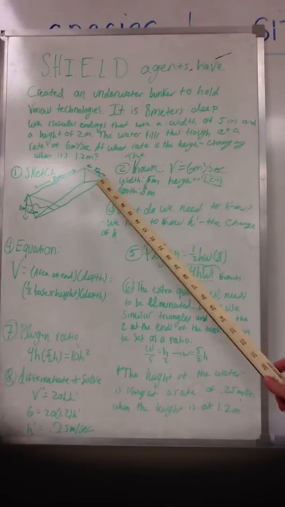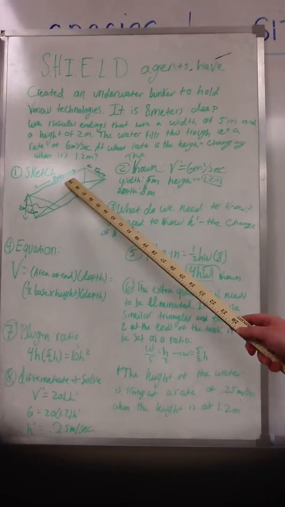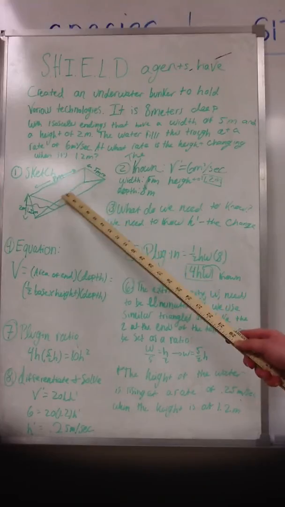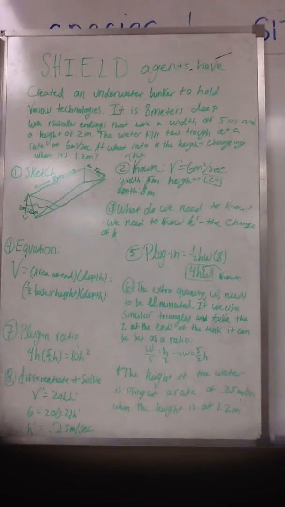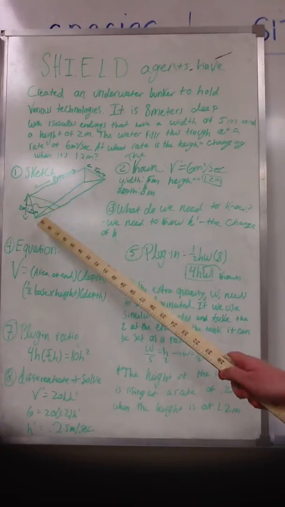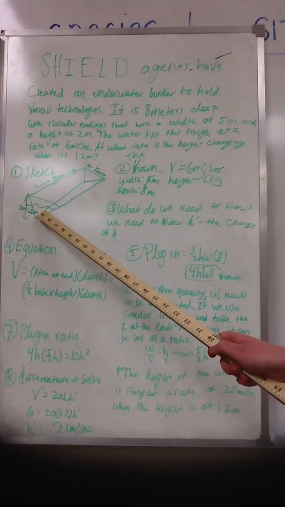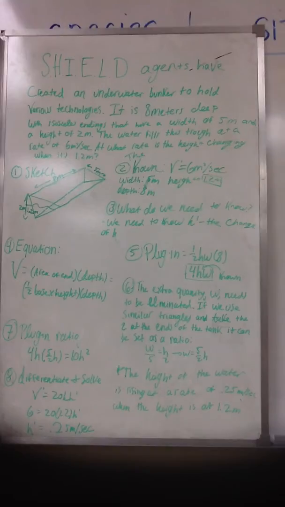So first we do a sketch. So we have our depth, which is 8 meters, and we have our width, which is 5 meters, and we have a height of 2 meters fully, but we want to find it when it's at 1.2 meters. And so you can write out to the side what you know. So we have the rate, which is 6 meters cubed per second, and the width, which is 5 meters, and the depth, which is 8, and we have our height, 1.2 meters.